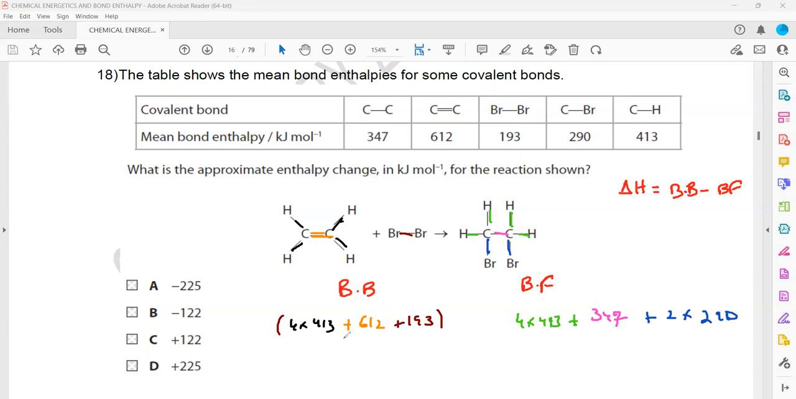So the reactant side is the bond breaking side. What is the sum of these all? The bond breaking is 430 into 4 plus 612 plus 193. What's the total bond breaking energy? So the final answer, when you take the difference, bond breaking minus bond forming, is minus 122. Okay, so B will be the right answer. So the idea is bond breaking minus bond forming gives us the enthalpy change.